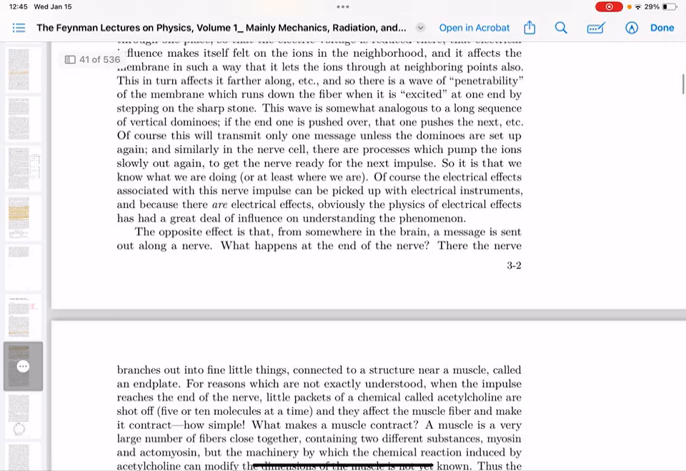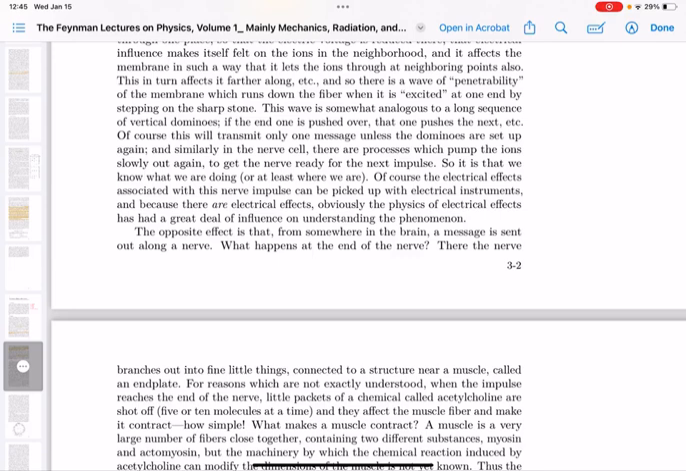That's interesting. This wave is somewhat analogous to a long sequence of vertical dominoes. If the end one is pushed over, that one pushes the next, etc. Of course, this will transmit only one message unless the dominoes are set up again.